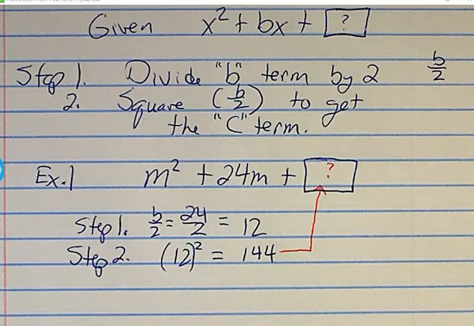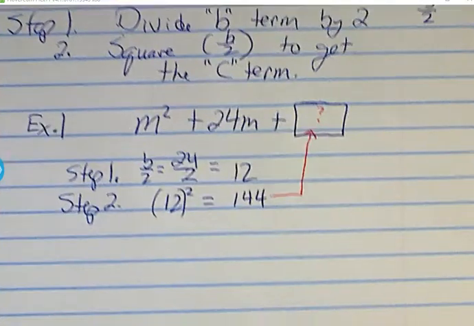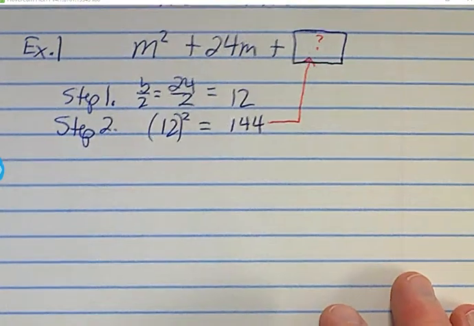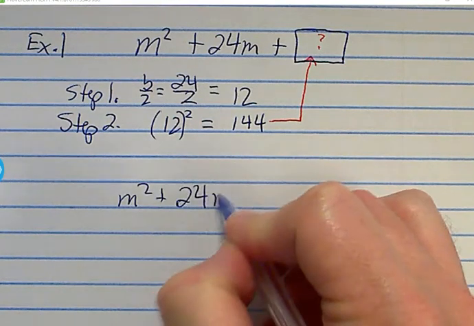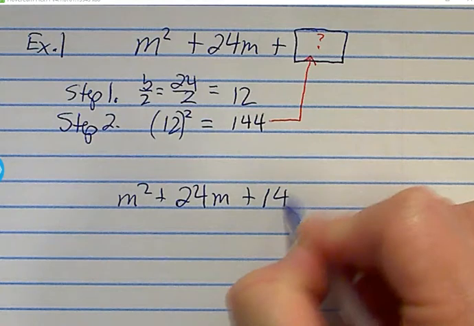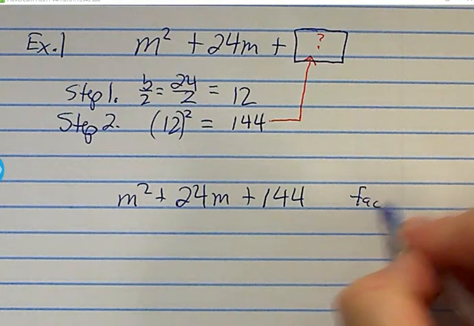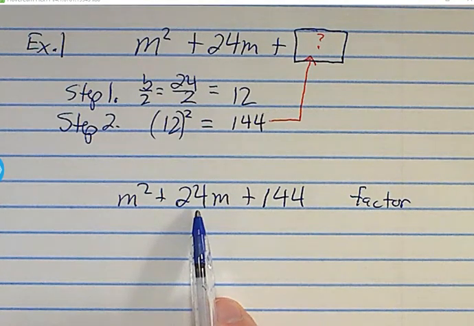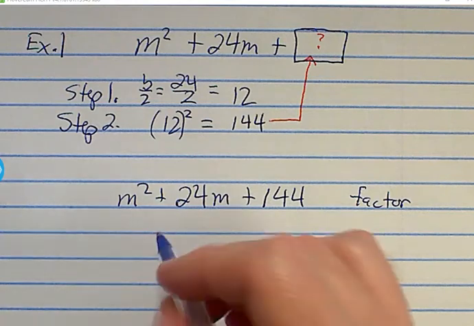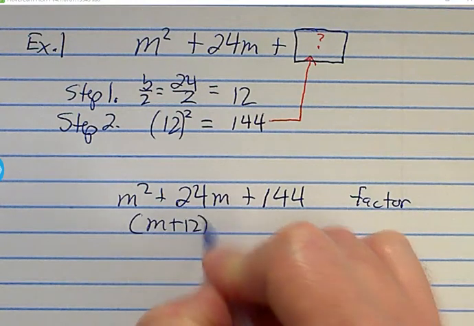Okay, now here's why they call that completing the square. Just to kind of show you why they do that: if we had put that number in here, if we'd taken that 144 and put it at the end, and then usually they would ask you to factor this thing. Guess what the factors of 144 are that's going to equal 24? It's going to be 12, right? So basically if you go back and do this, it's going to be 12 and 12.